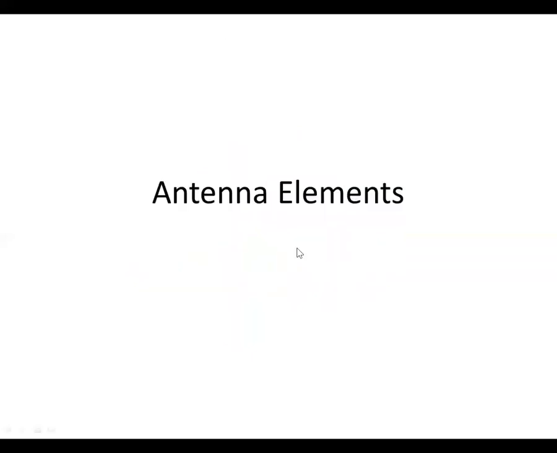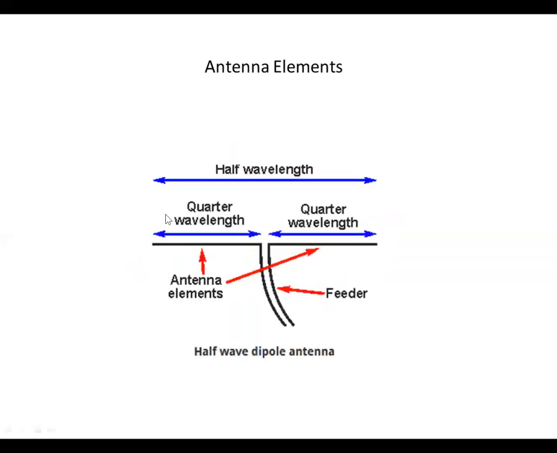So the first thing we'll look at will be antenna elements. Now the elements are the part of the antenna that radiates the electromagnetic energy. If we look at a dipole, this is a half-wave dipole, and it's called a half-wave dipole because the overall length is half a wavelength. For a 40-meter dipole, this half-wavelength would be 20 meters, and then a quarter wavelength for 40 meters would be 10 meters.